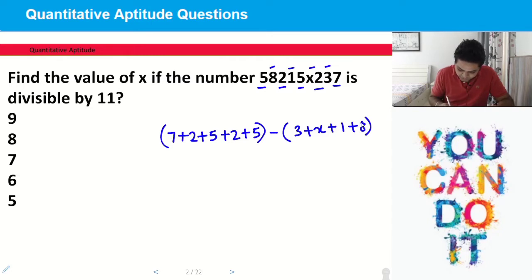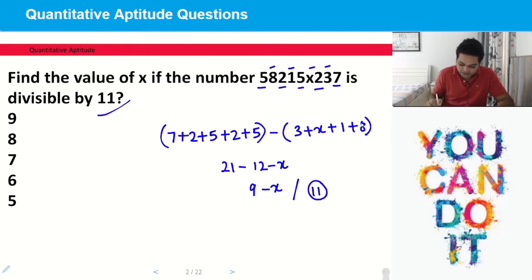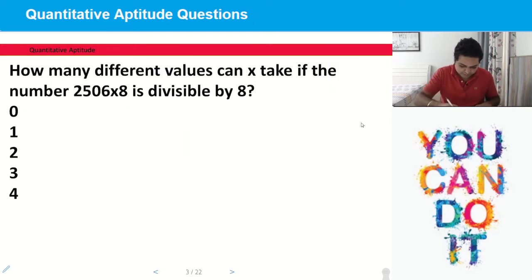7 plus 2, 9 plus 5, 14, 16, 5, 21 minus 9, 3, 12 minus x. That is 9 minus x should be a multiple of 11, right? If we want this number to be divisible by 11, then 9 minus x has to be 0 or multiple of 11. So if I put x equals to 9, then this number will be divisible by 11. So the value that x can take is 9. Let's move to next question.